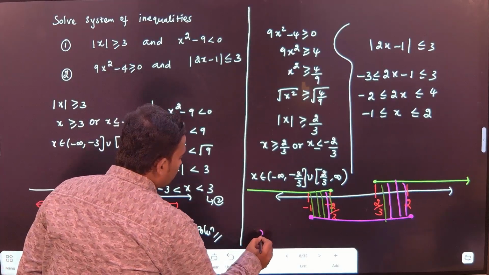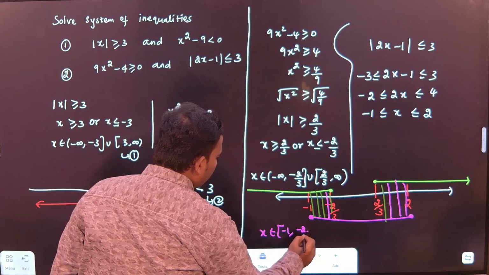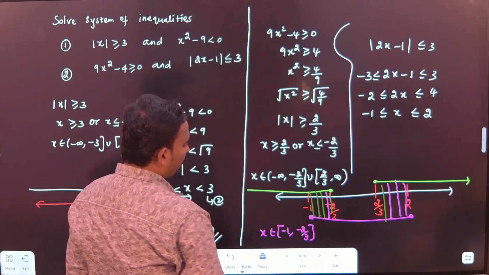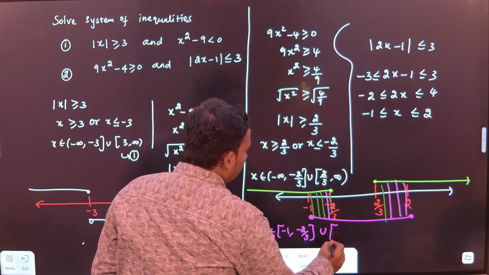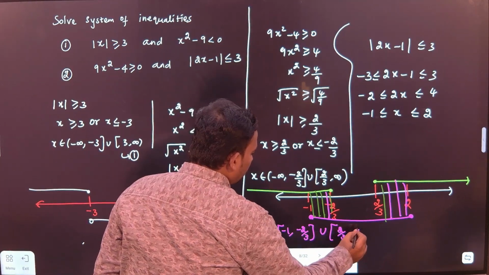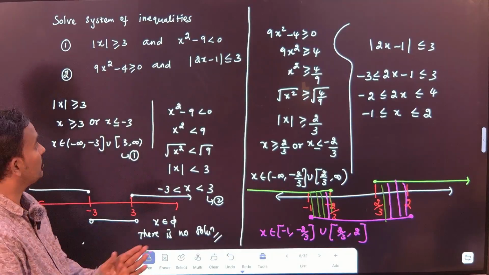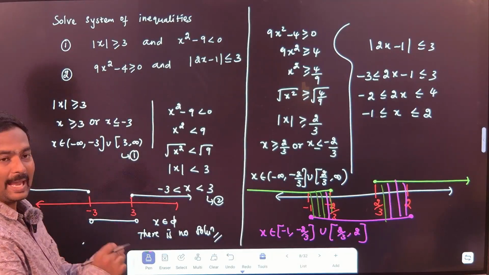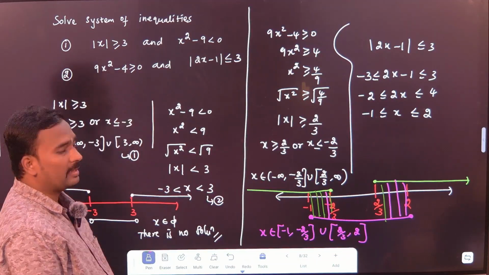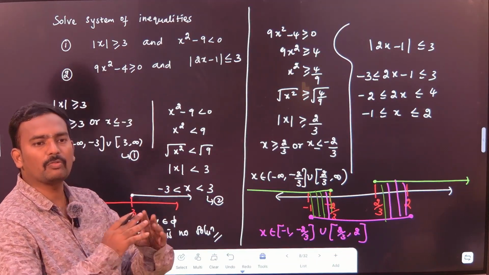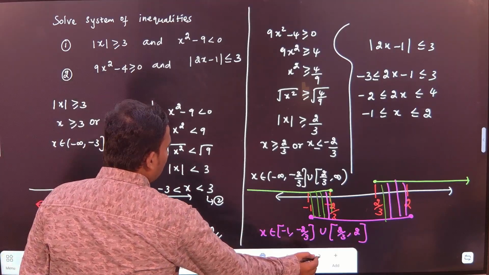So therefore the common solution is what? X belongs to minus 1 to minus 2 by 3, both included, union 2 by 3 to 2, closed interval, right? Okay, this is the common solution of this inequality. You can take any x value from this interval, it satisfies both inequalities, right? This is a system of inequalities. Clear? Okay. Let's go for the next.